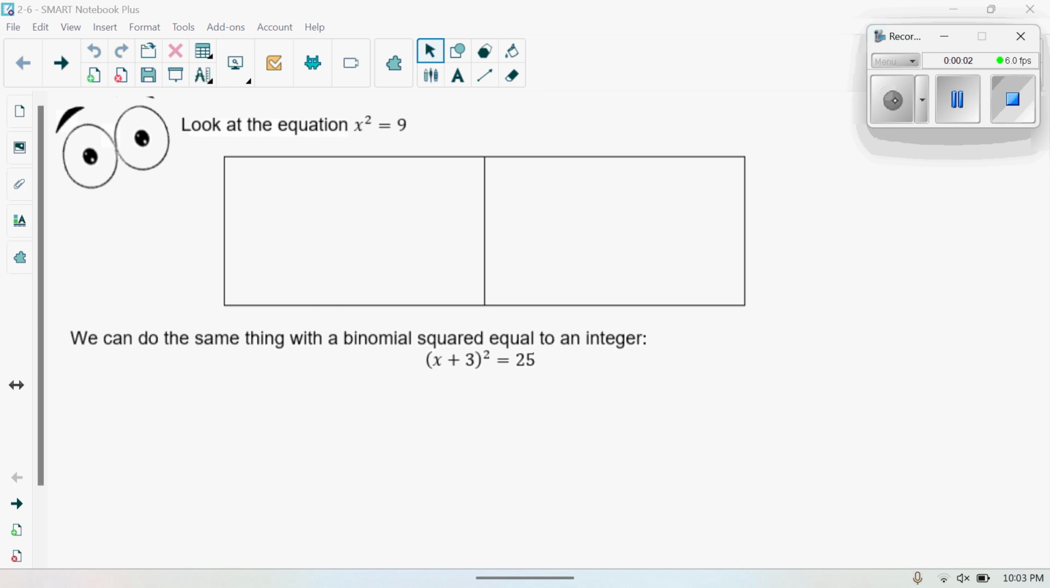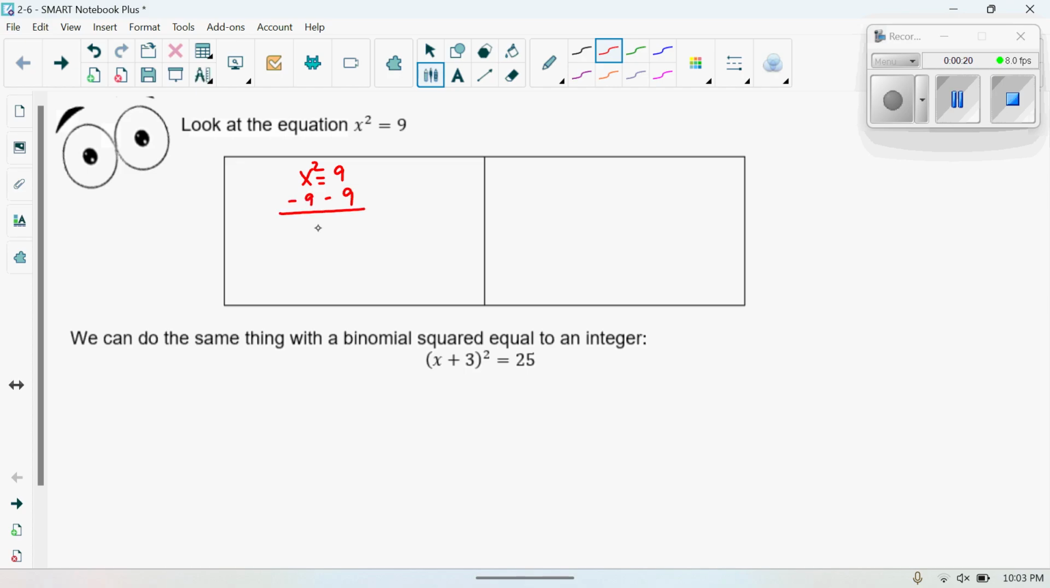So let's look at this equation, x squared equals 9. So x squared equals 9 is a quadratic equation. And to solve quadratic equations, we typically set them equal to 0. So I would subtract 9 on both sides.